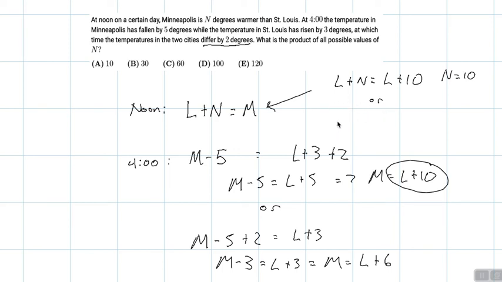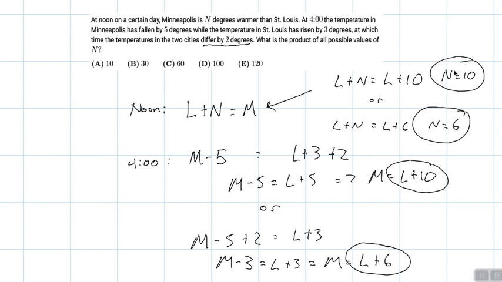Or L plus n, we found that m could be equal to L plus 6. So L plus n is equal to L plus 6. And in this case, n would be equal to 6. So the two possible values of n are n equals 6 and n equals 10. So the product of these possible values is 6 times 10, which is 60. So the answer is choice C.